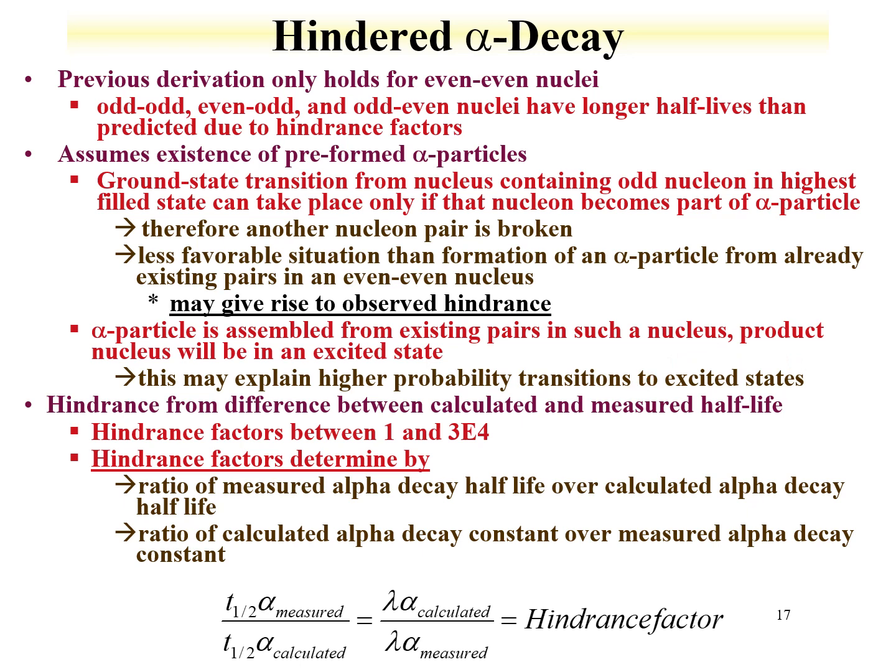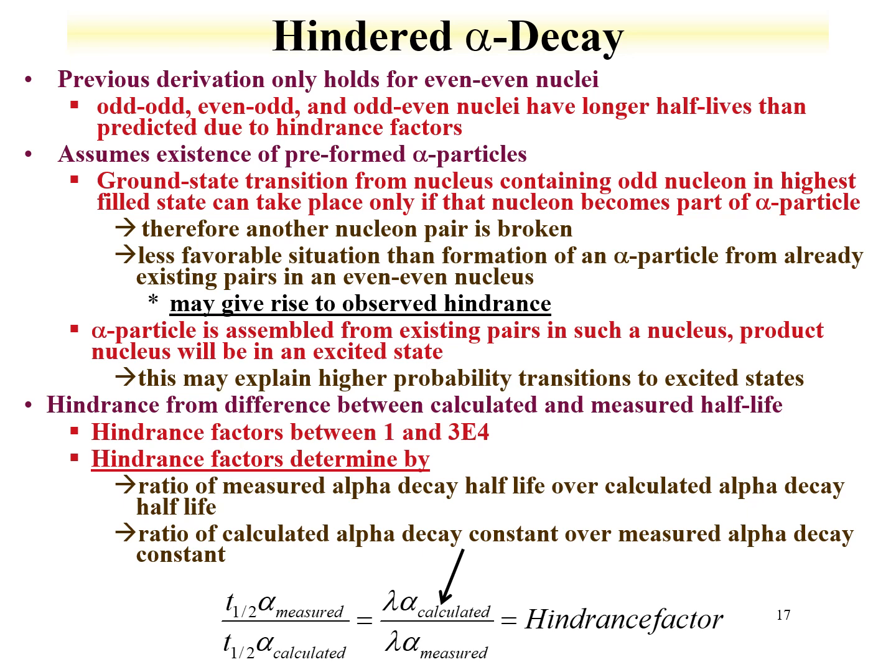Now, the hindrance factors have been evaluated, and they're generally between 1 and 3 times 10 to the 4th. There are 2 ways of evaluating the hindrance factors. They're listed here. One, we can make a ratio of the measured alpha decay half-life to the calculated alpha decay half-life. Or the converse of that is I can do a ratio of calculated alpha decay constants over measured alpha decay constants. Either way, I'll get the same hindrance factor.